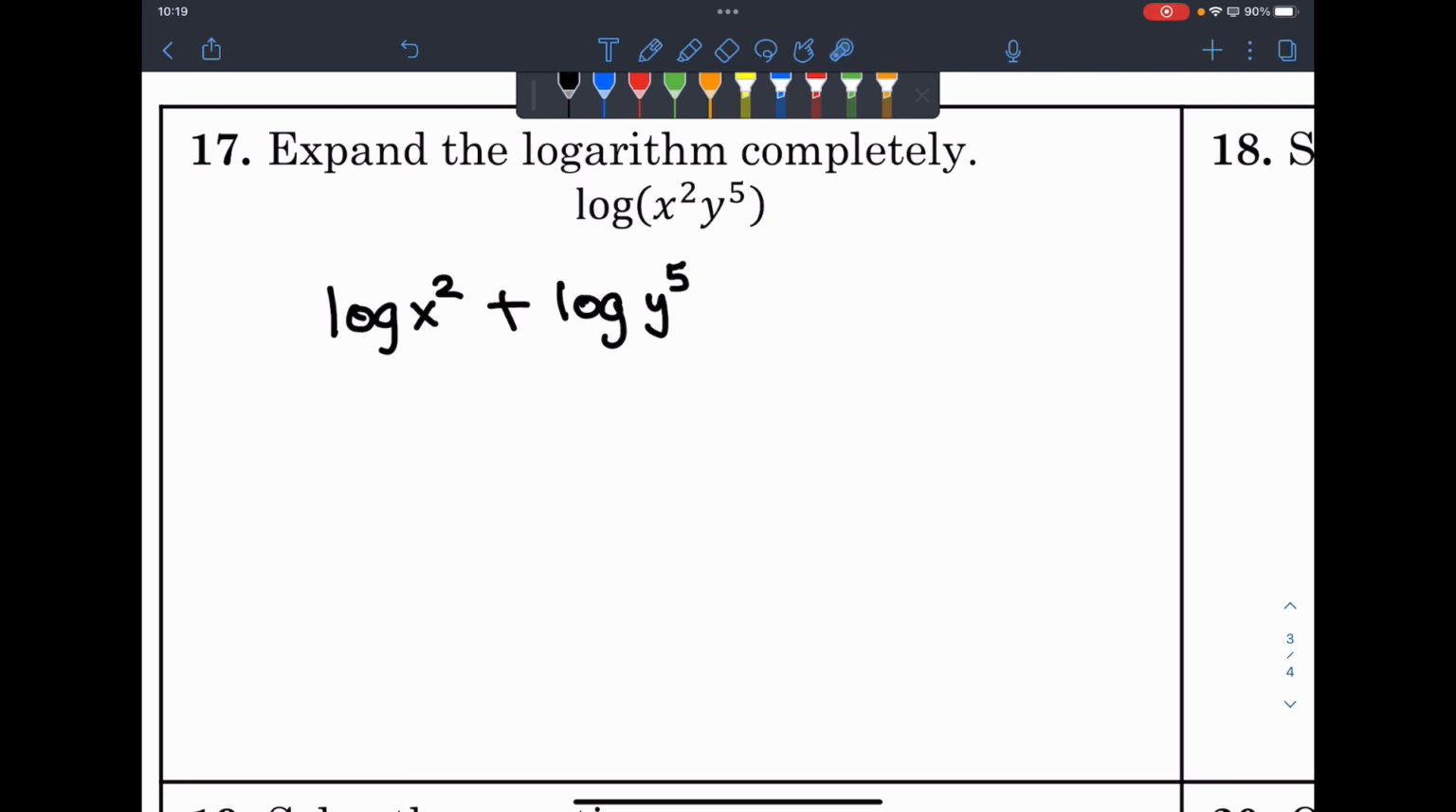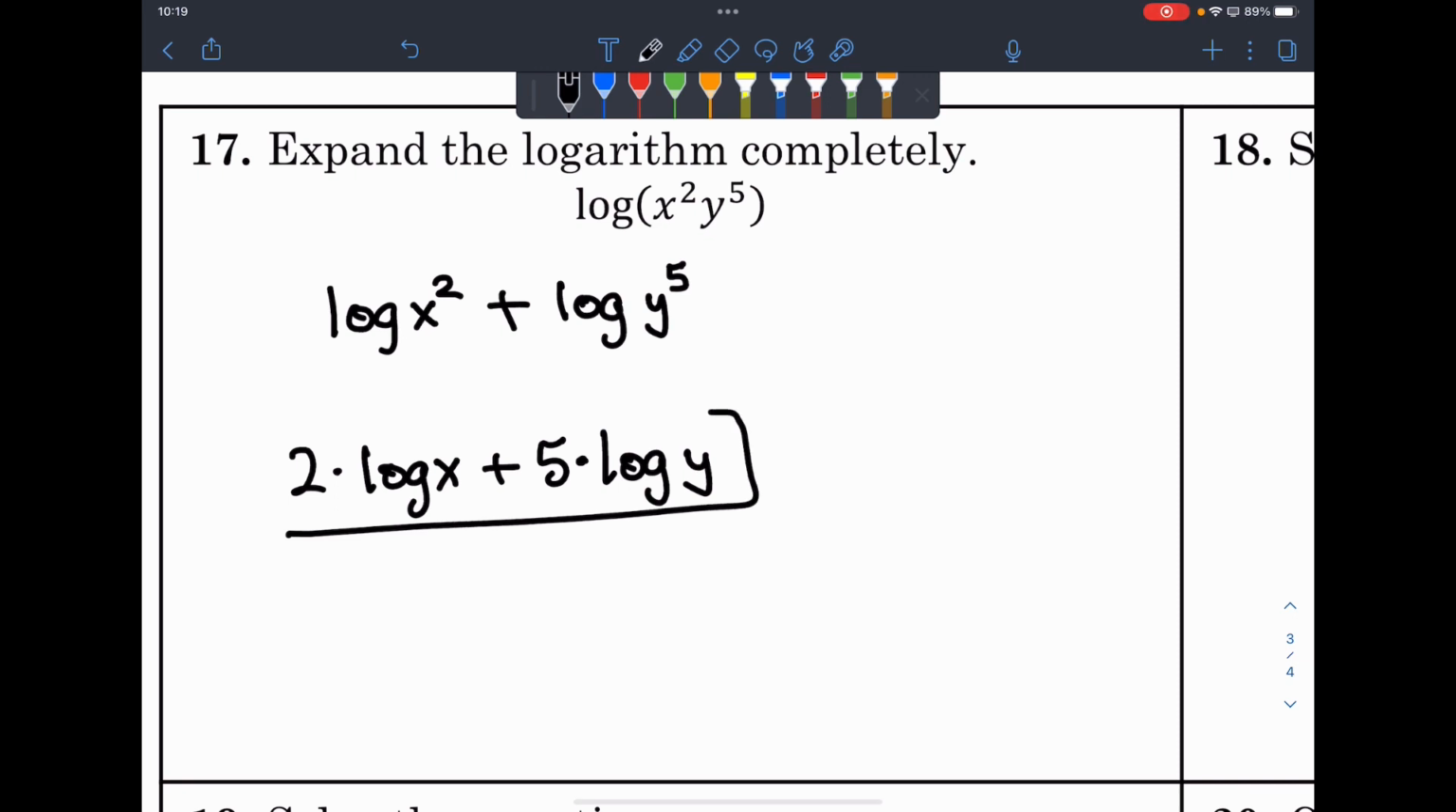Now the power property of expanding simply pulls these exponents to the front and multiplies the log of x by 2 and the log of y by its respective exponent. So our answer is this: 2 times the log of x plus 5 times the log of y. And there's your answer.